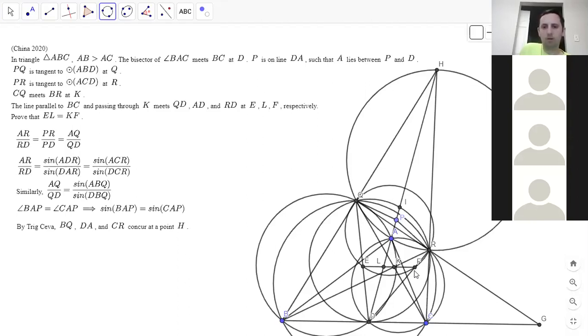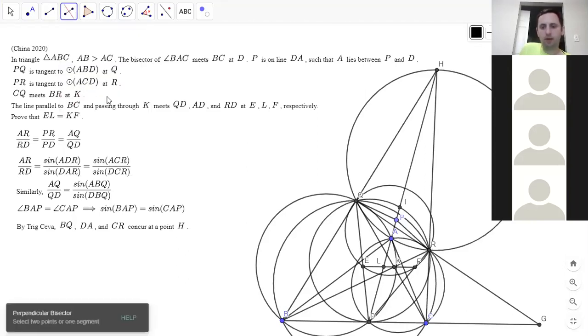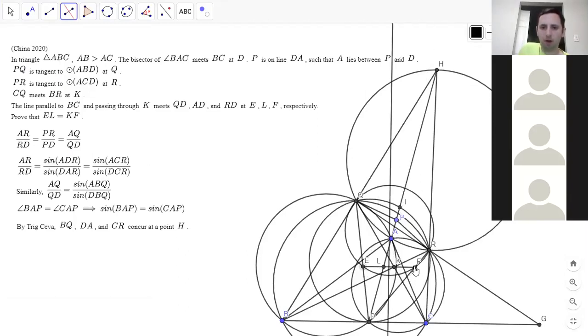Is A on the perpendicular bisector of EF? Let me check. But yeah, basically, we want to show that L and K have the same power with respect to that circle, right? That would solve the problem. No, it doesn't look like A is on the perpendicular bisector. So can we calculate the power of L with respect to that circle and then the power of K and show that they're the same? That doesn't seem that easy.